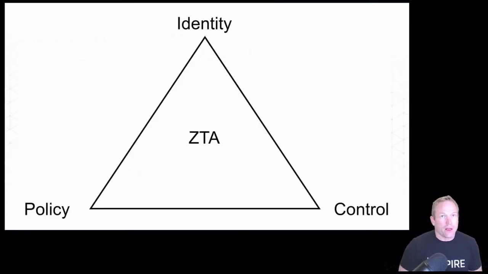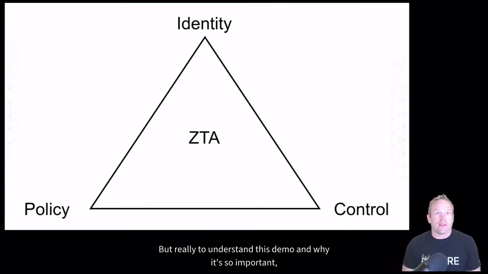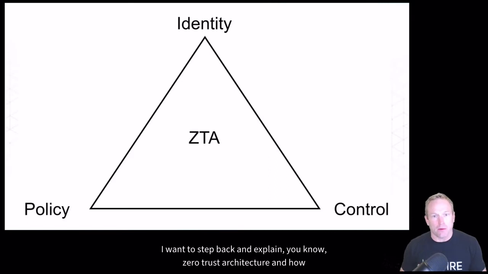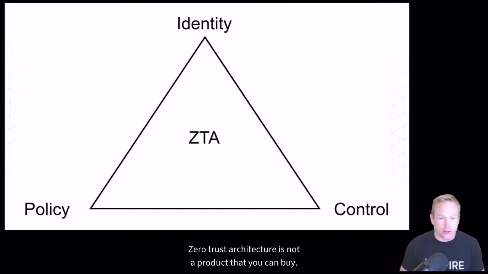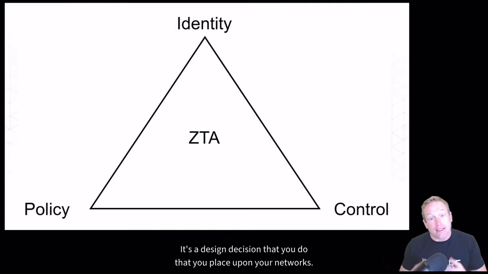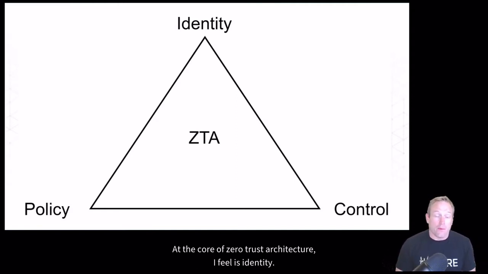But really, to understand this demo and why it's so important, I want to step back and explain zero trust architecture and how to decompose that in a way that really makes sense. Zero trust architecture is not a product that you can buy. It's a design decision that you place upon your networks. At the core of zero trust architecture, I feel, is identity.